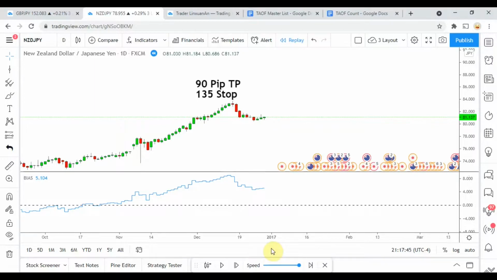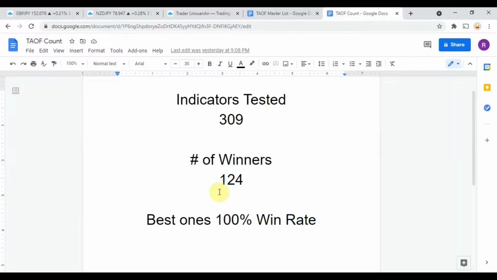Alright, as I said, today we will be testing the basic bias indicator. Before we do though, I wanted to put the indicator scoreboard up for everyone to see. So to date, we have tested 309 indicators, and out of those 309 indicators, 124 of them have been winners, which means that they have met or exceeded the 60% win-loss ratio threshold that we have set for them. The best ones so far were able to achieve a 100% win rate.